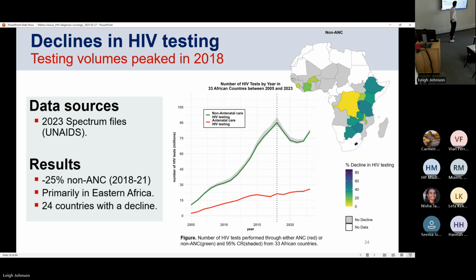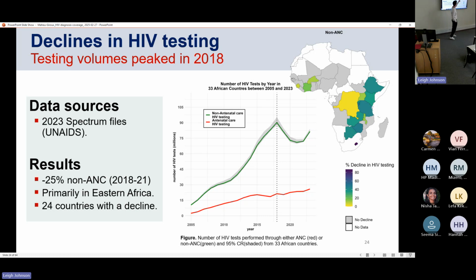So if we look at testing at ANC and outside of ANC, in green we have testing outside of ANC. We can see that it peaked in 2018, and there was, up until 2021, up to a 25% decline. It varies depending on the assumption that we make, but a 25% decline in the volume. So we really see from the period 2005 to almost 2018 a linear increase, quite a big increase, such that there's almost 90 million tests being performed on an annual basis.